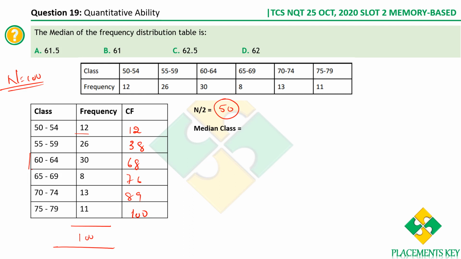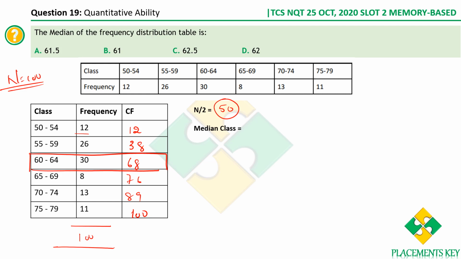Let's assume for a given question you've got the value of n by 2 as 23. Now, what is the immediate highest value after 23 in cumulative frequency? This is this. So this should have been the class interval if n by 2 were 23. Let me give you one more example. Let's say n by 2 is 72. So look for the next highest value after 72 in cumulative frequency. 76 is the next highest value after 72. So this could have been the median class if n by 2 were 72. Is it clear? So in this case n by 2 is 50. So the next highest value after 50 is 68. Therefore this is supposed to be the median class.